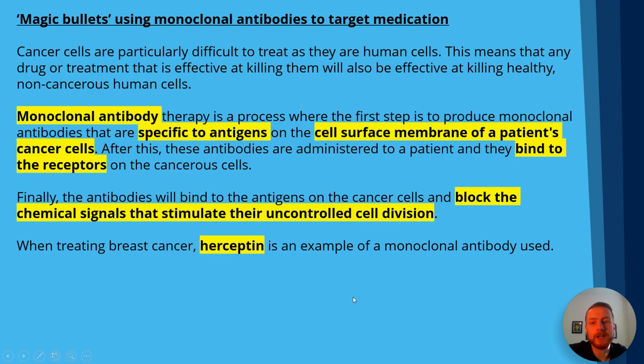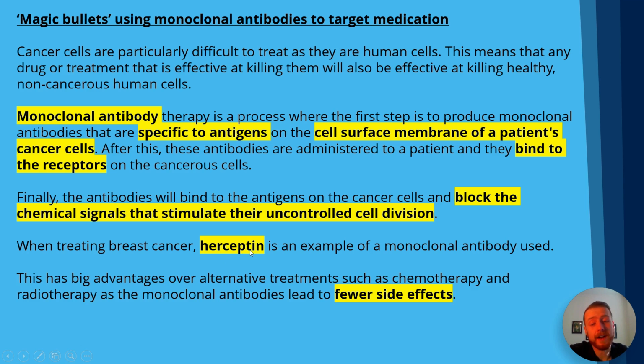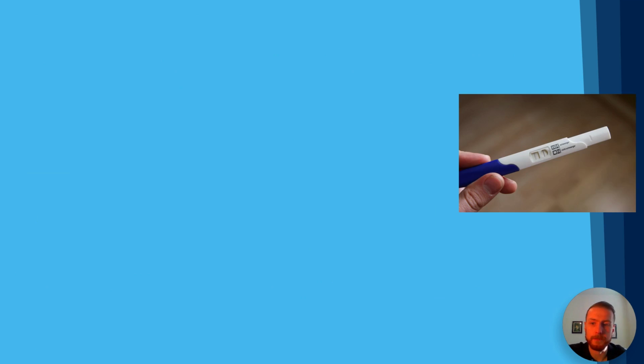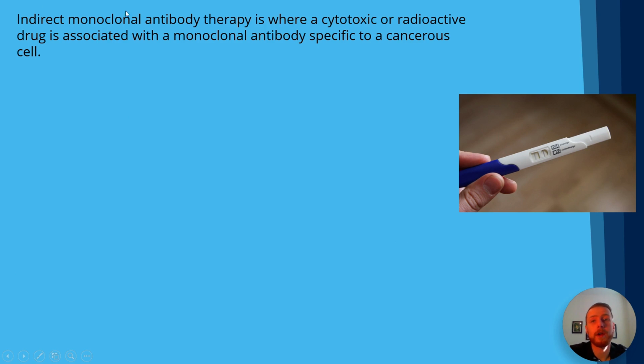Now, when treating breast cancer, Herceptin is an example of a monoclonal antibody used. This has big advantages over treatments such as chemotherapy and radiotherapy because the monoclonal antibodies lead to fewer side effects because it's not damaging the healthy tissues as much. So indirect monoclonal antibody therapy is where a cytotoxic or radioactive drug is associated with a monoclonal antibody specific to cancerous cells.